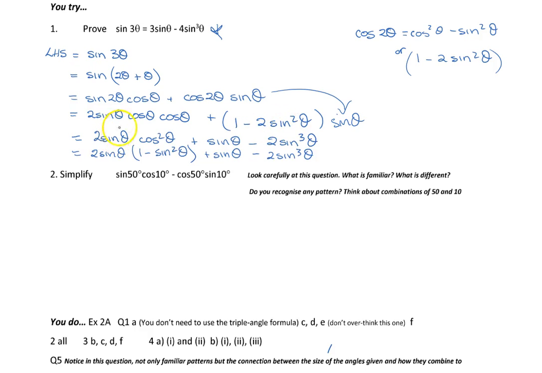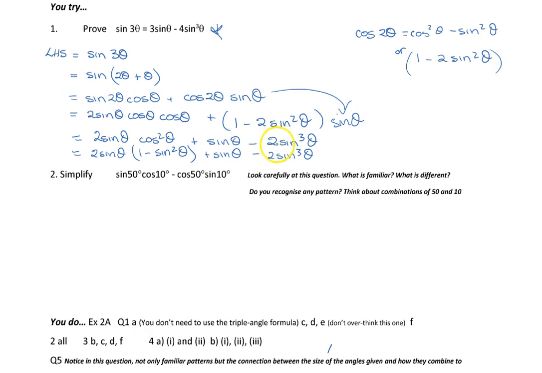I'm just still going 2 sine theta, simplifying cos times cos to cos squared. 1 times sine theta is sine theta, minus 2 sine cubed theta. So again, just checking where we're heading. We want 3 sine theta and 4 sine cubed theta. I haven't got enough cubed thetas yet, sine cubed. I've only got 2 of them.